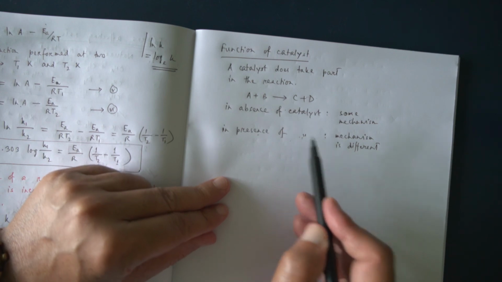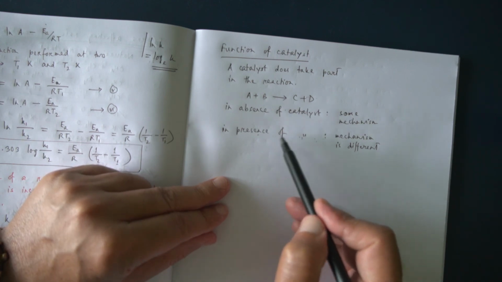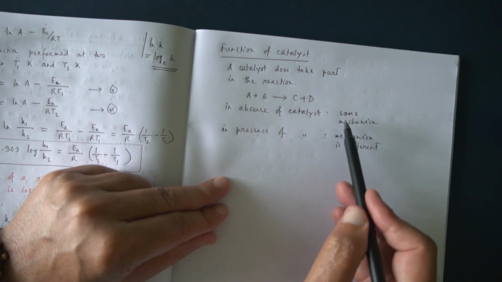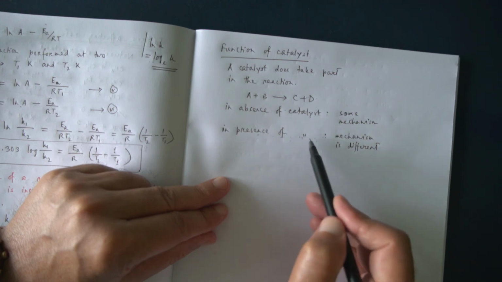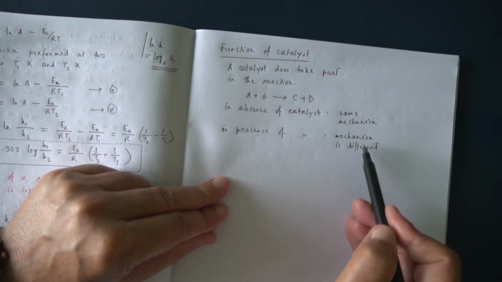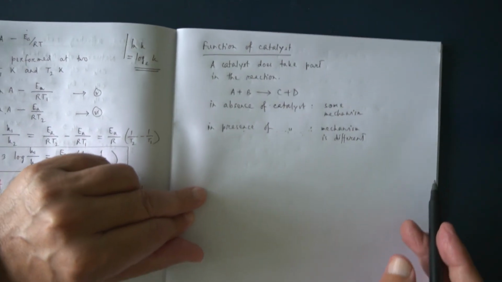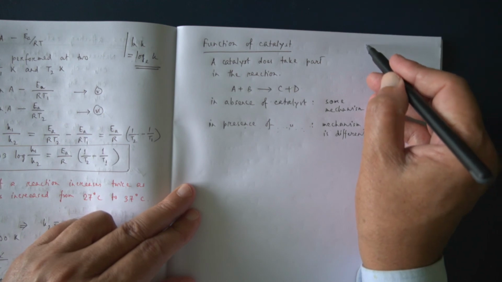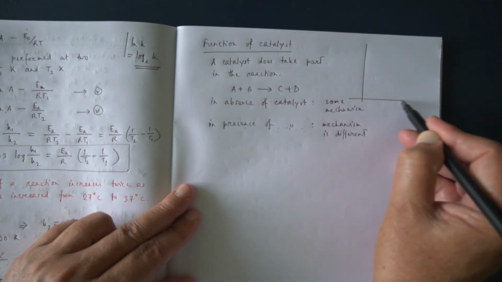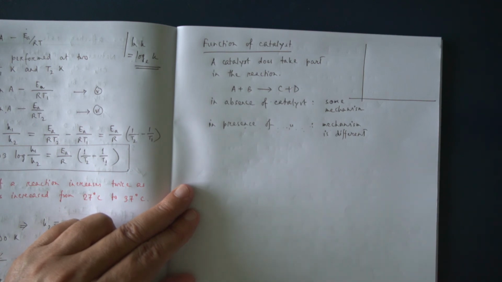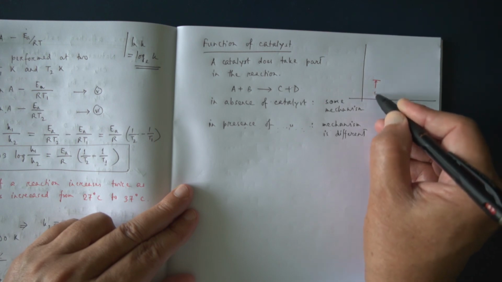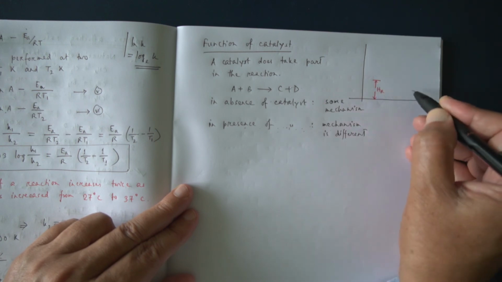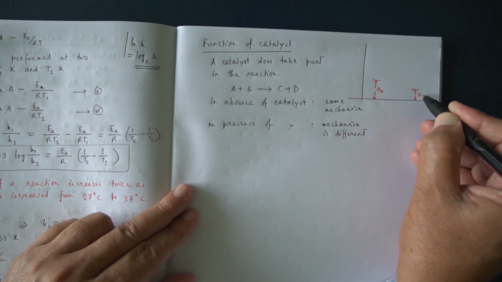That means we can say that in presence of catalyst, the reaction follows a different path. Let me show you here. Say this is the energy of the reactant, and this is the energy of the product.